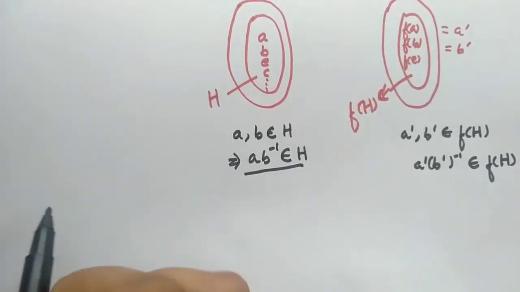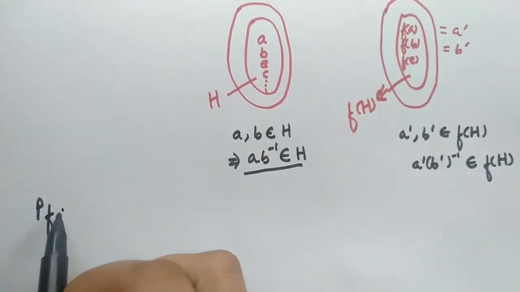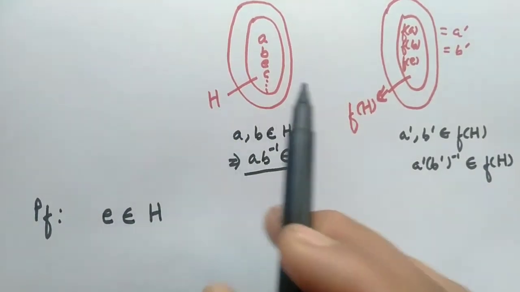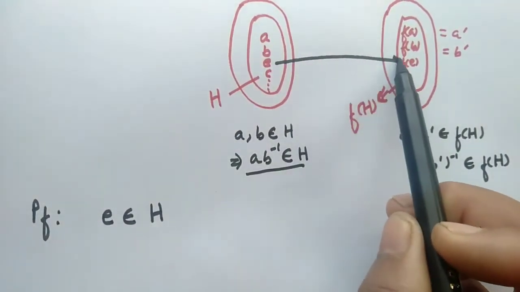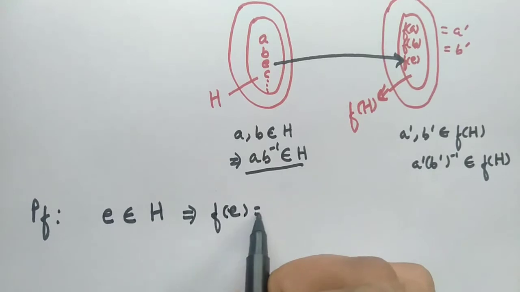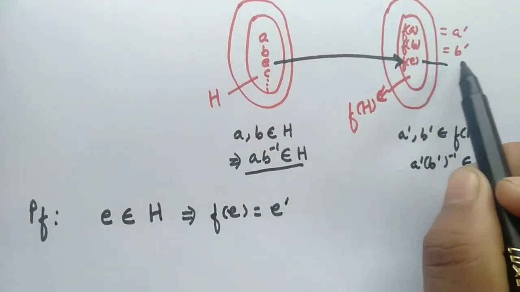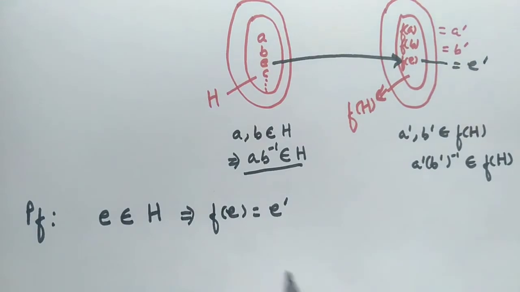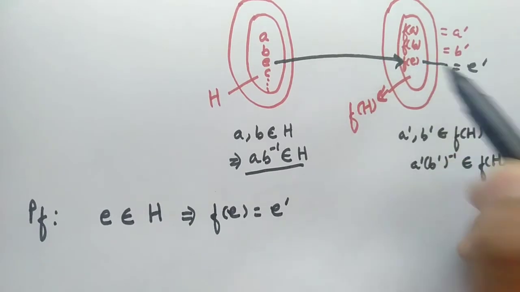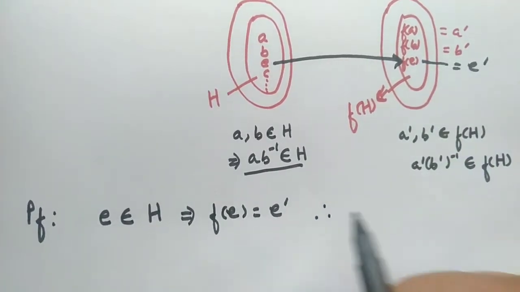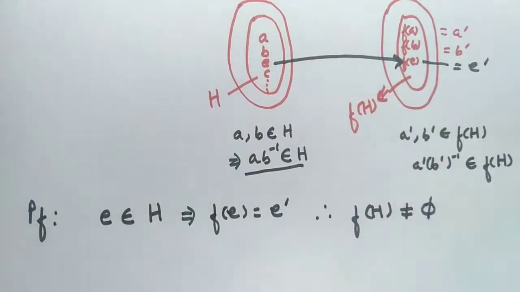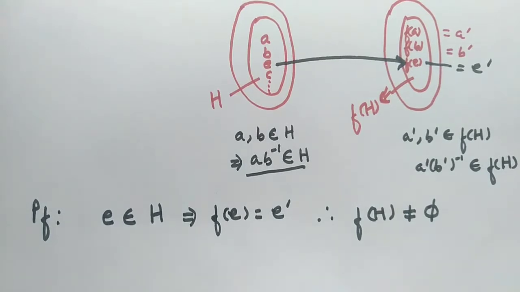Now we come to the proof. If we have element e from this subgroup H, then this one will be mapped to f(e), implies the image of e is e prime. Say this one is e prime, okay? So what does it mean? It means that we have some element here in f(H). So therefore f(H) is a non-empty subset of G prime. Now we finish the first part.